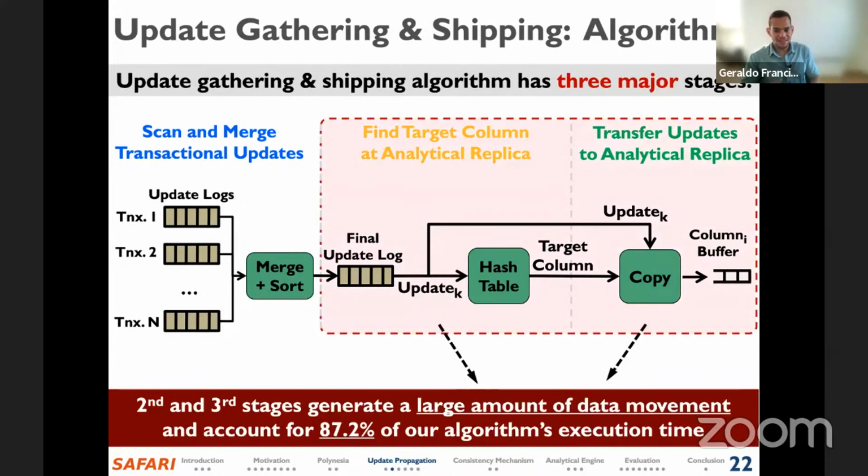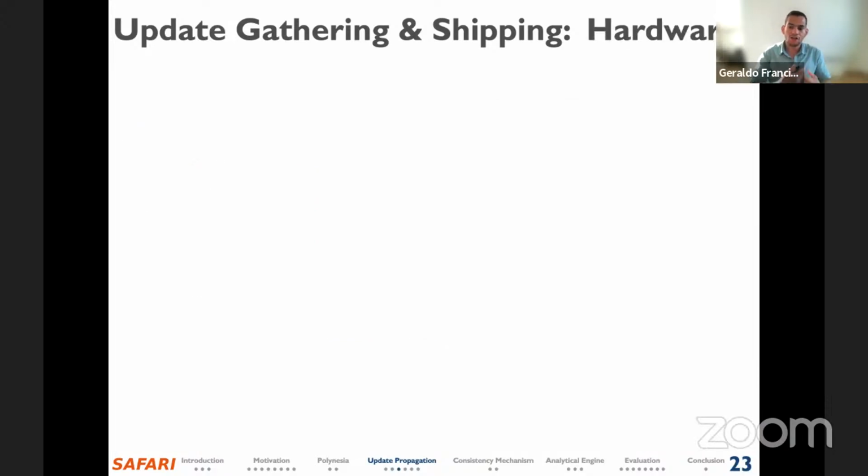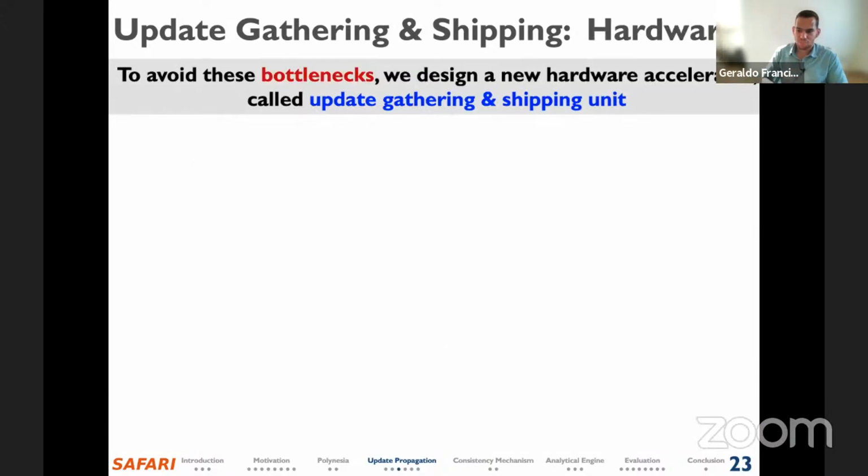We observe that the second and third steps of our algorithm generate a large amount of data movement and account for 87% of the total algorithm's execution time. In order to accelerate our update gathering and shipping algorithm, we designed a new hardware accelerator called the update gathering shipping unit. Our accelerator has three main building blocks.